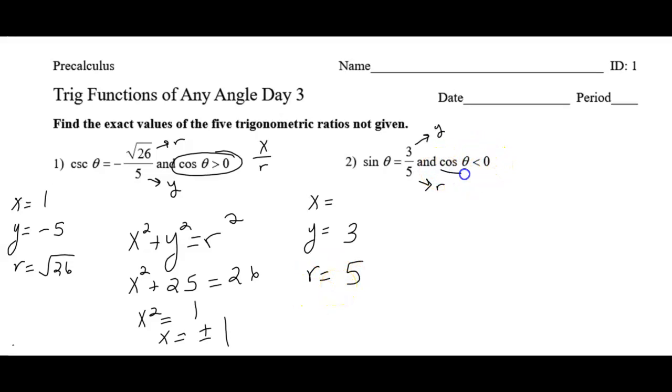And then I'm going to look right here. They're telling us that cosine is less than 0. So that means that x is negative. So that means whatever value you find x to be, x is going to be negative. And then from there, you'll be able to fill in all your trig ratios.